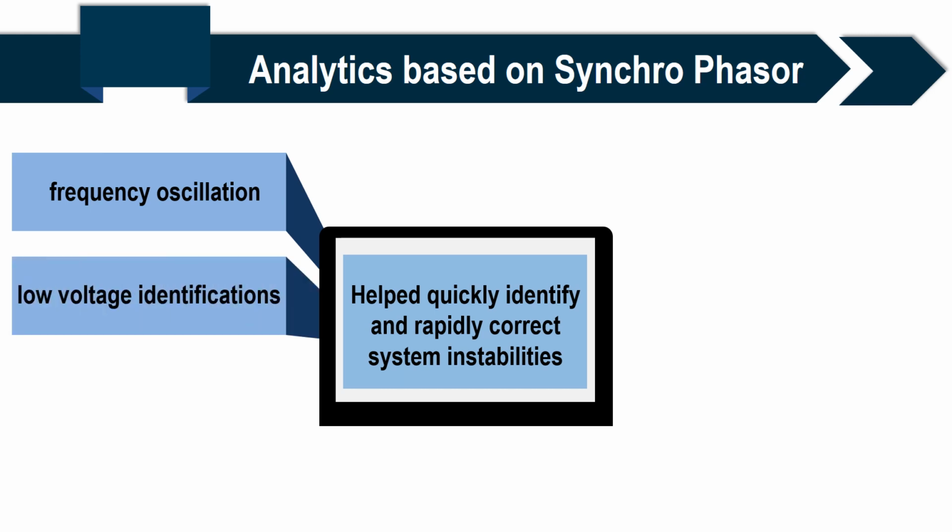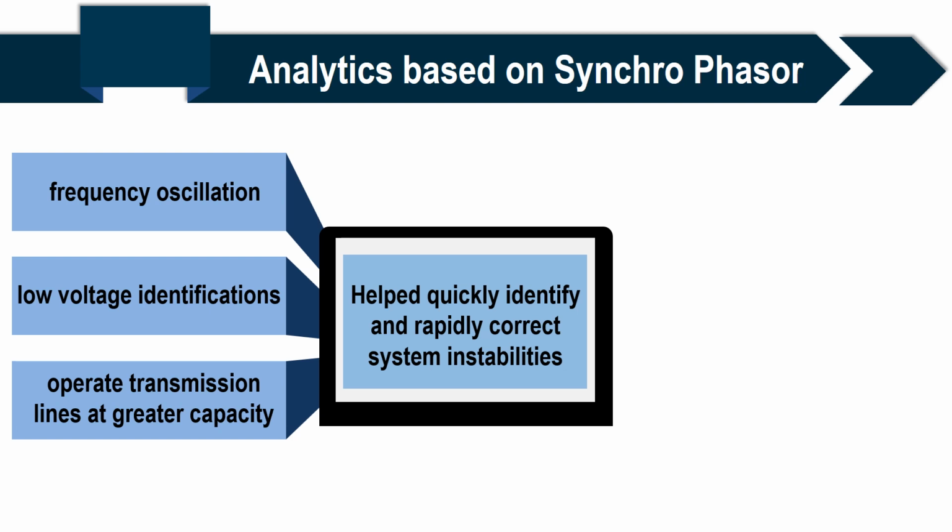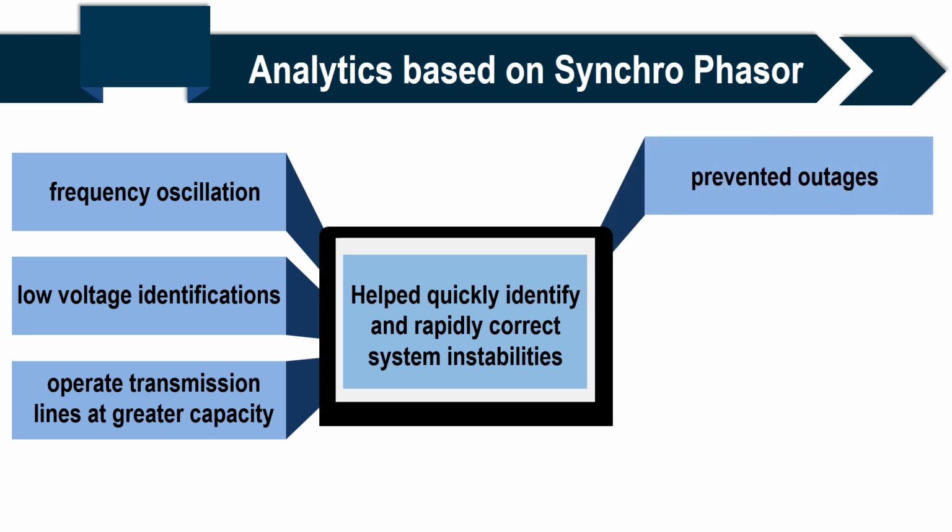Low voltage identification, operating transmission line at greater capacity. With the help of the analytics, we understand the stability of the line, and because of that, we can operate the line at much higher capacity because we understand how stable the line is. It also prevents outages because now we are aware of events and other details happening in the grid.